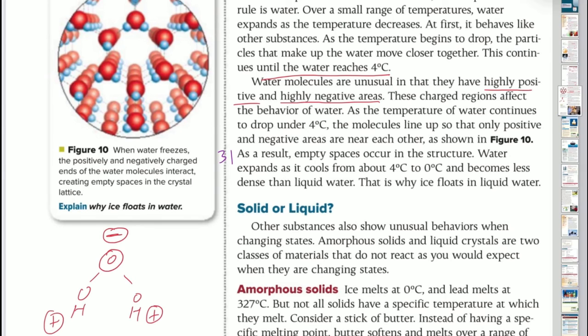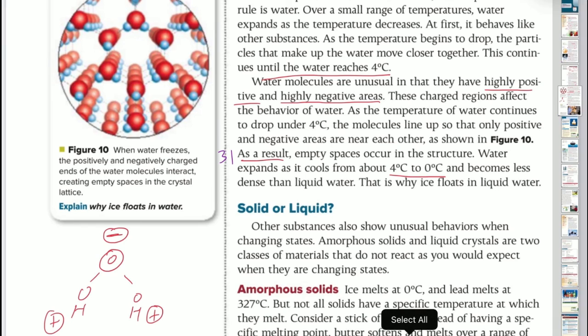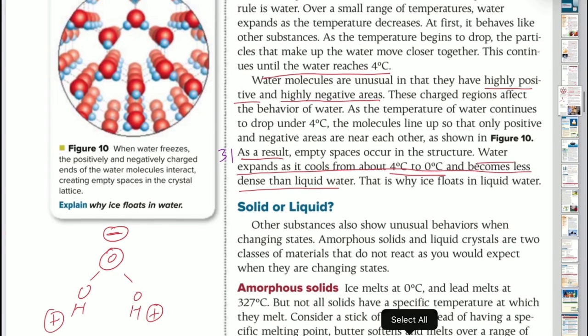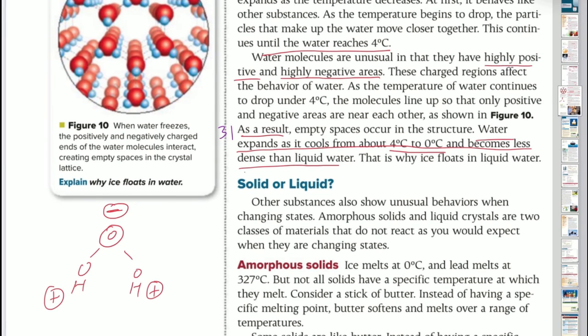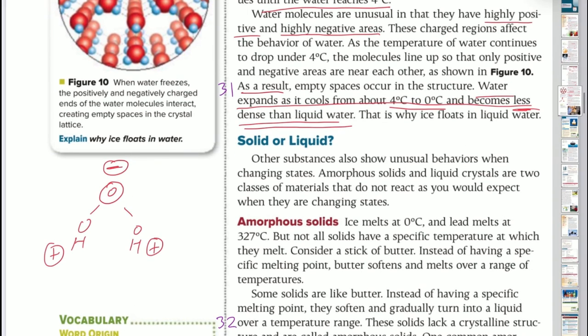As a result, empty spaces occur in the structure, so water expands as it cools from 4 degrees to 0 degrees Celsius and becomes less dense than liquid water. And this is why ice floats. So really this whole thing right here is why ice floats. Because water expands as it cools from about 4 degrees Celsius to 0 degrees Celsius and becomes less dense than liquid water. And again, that's why ice floats in liquid water.